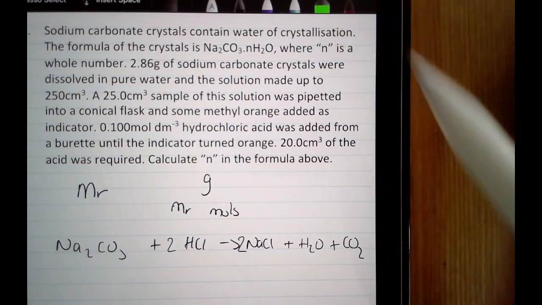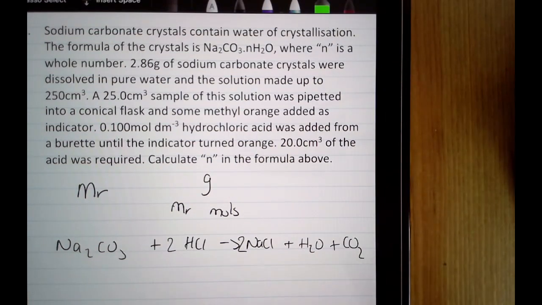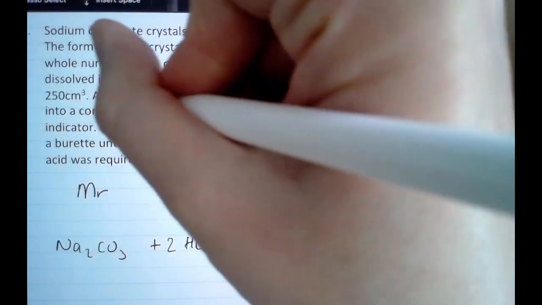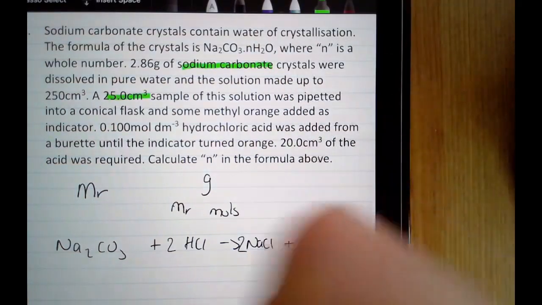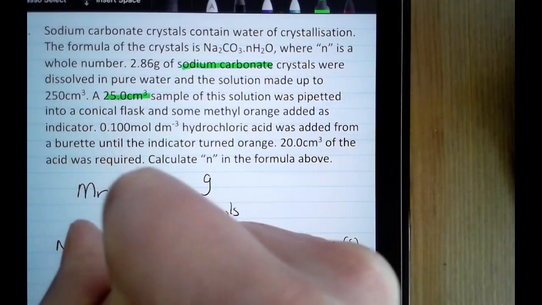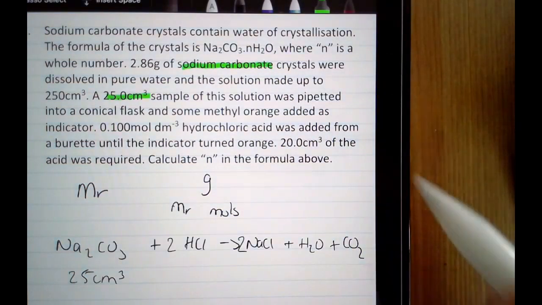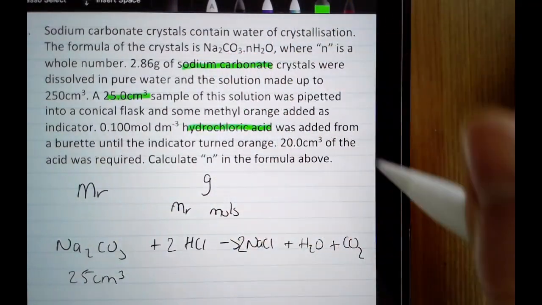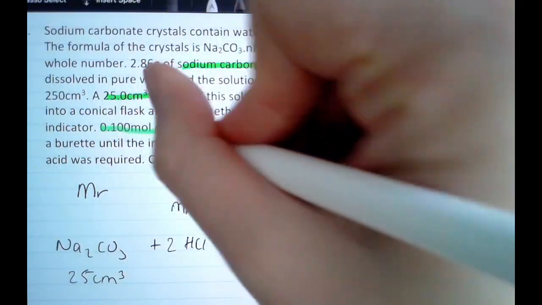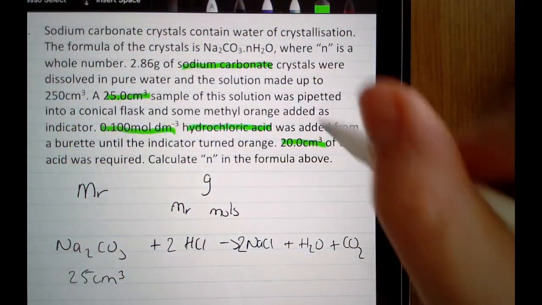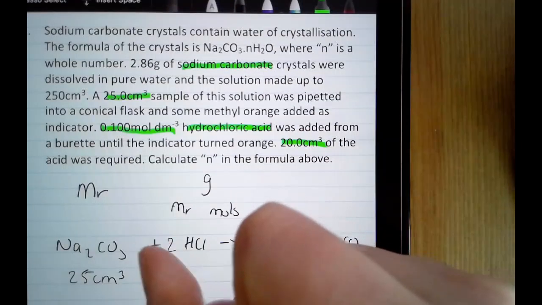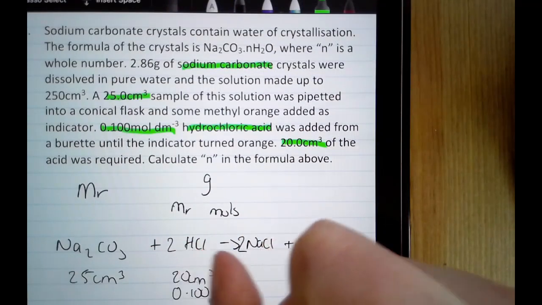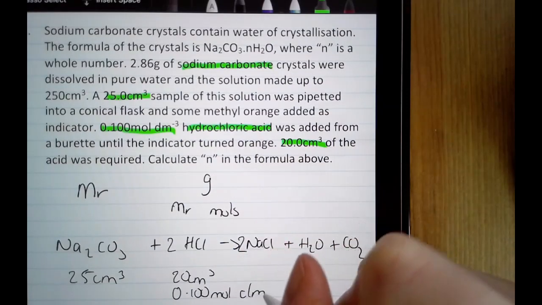I'm then going to go back and pick out the relevant information from the question. So for the sodium carbonate, I have got 25 centimetres cubed of that sample, so I'm putting that into my conical flask using my pipette, and then I am titrating that against, as we said, the hydrochloric acid. I'm given the concentration of the hydrochloric acid here, and I'm given the volume of the hydrochloric acid there. So my volume is 20 centimetres cubed, and my concentration is 0.100 moles per decimetre cubed.